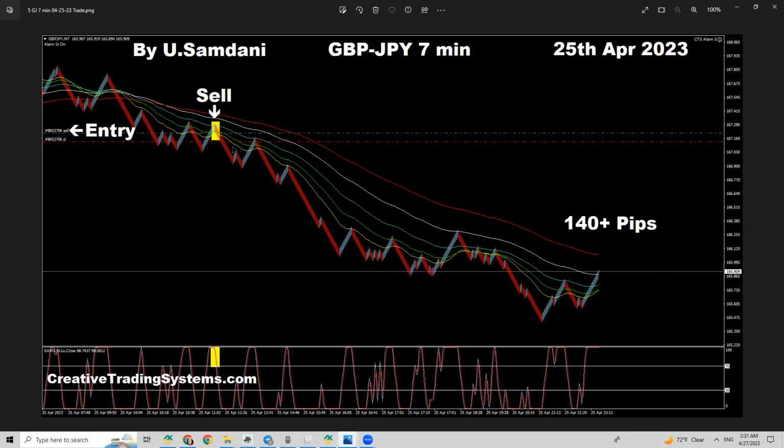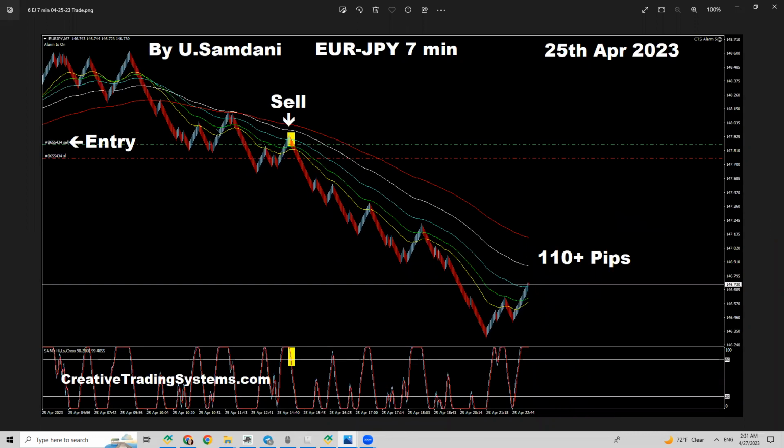So I said, okay, let me take this one and then ride the damn thing. And came out with 140 pips. Similarly, EJ did the same thing, and I got EJ entry here, sell entry right there, 110 pip. Not only that, they were reversing.